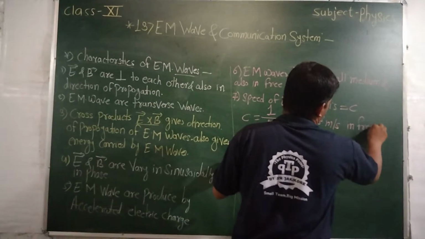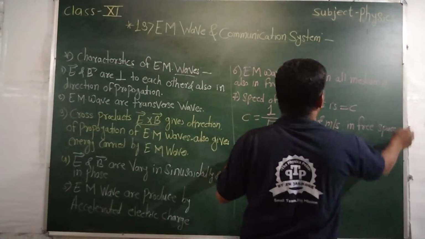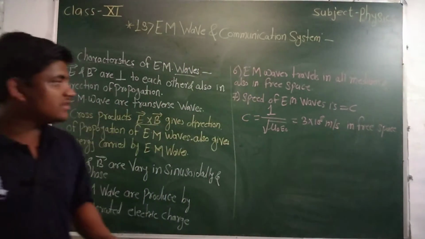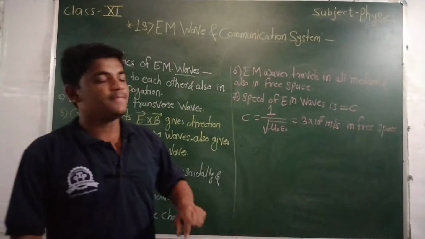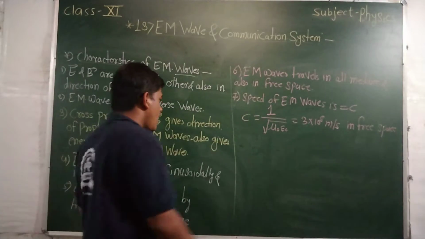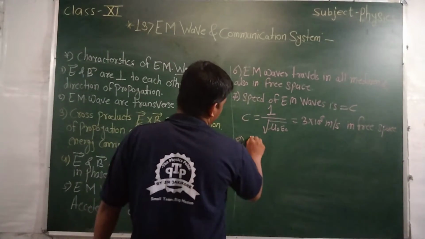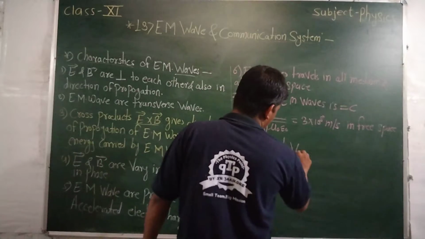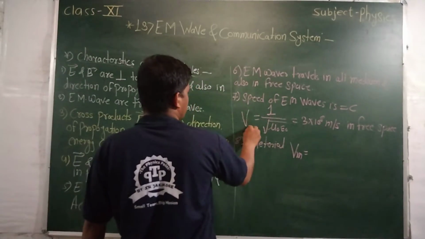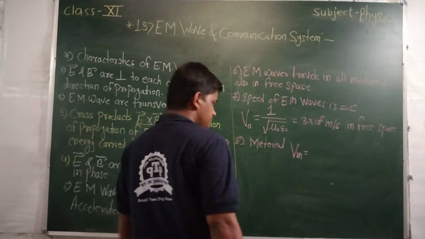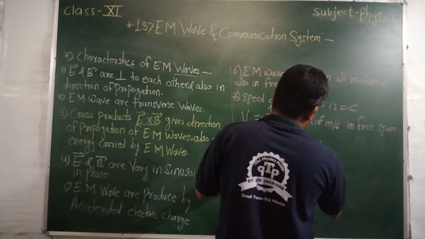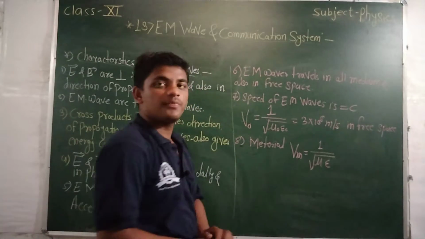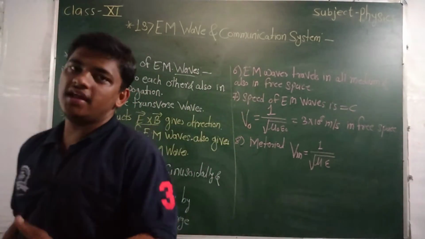EM waves also travel in a solid medium, a liquid medium, an air medium, and also in free space. In a material medium, the velocity Vm, compared with V0 in free space, depends on the permittivity and permeability of the medium. This is the speed of electromagnetic waves in a material medium.